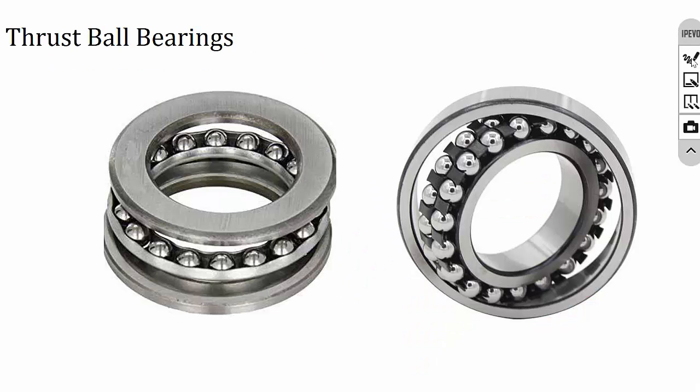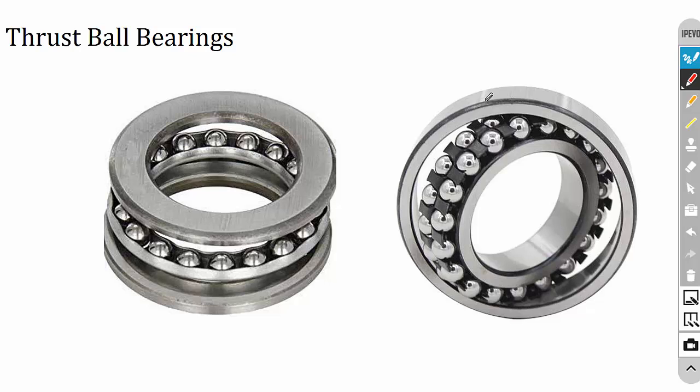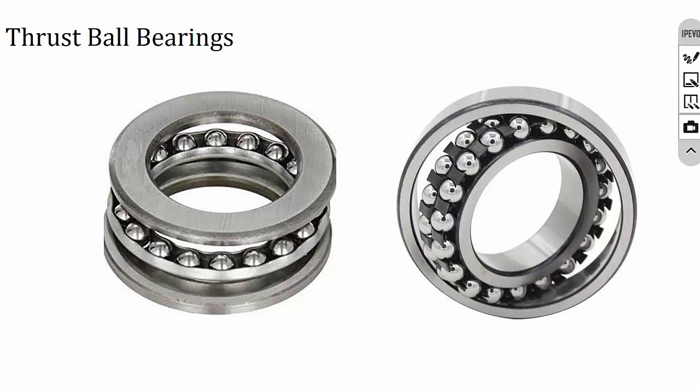Next one is the thrust bearing. Initially we have seen the radial bearing. Here it is the thrust bearing. In thrust bearings, we can apply both axial load as well as thrust loads. The design is based on carrying thrust loads as well as the axial load. This left side image is a single row thrust ball bearing, and this image has two rows of balls, so it is called a double row thrust ball bearing.